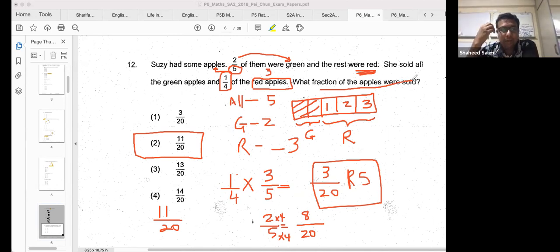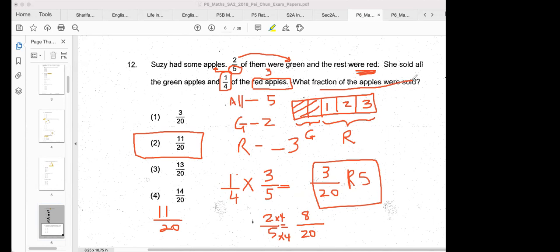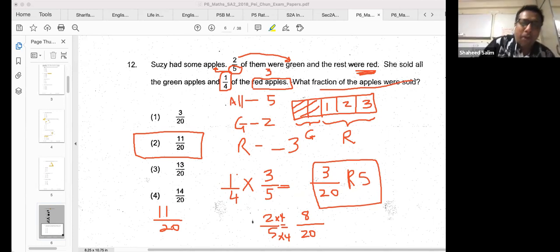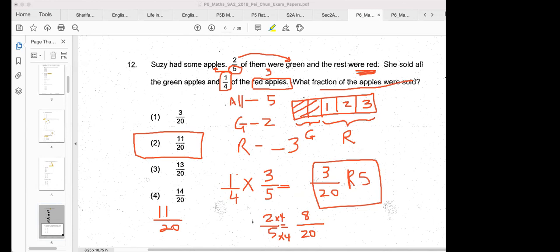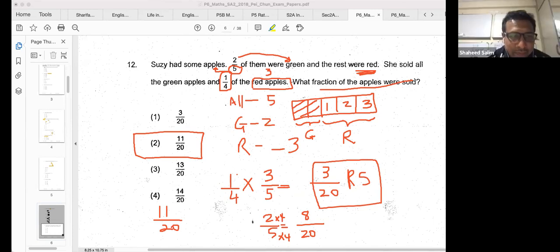This is the fraction of the apples that were sold. Okay, let's see. Shakil, you understand? Akil, you understand? I don't think you understand, Akil. Really, you understand? Honestly. Now Akil, you understand? Izzat, you understand? Really, yeah? Okay, I'm just worried you don't understand.